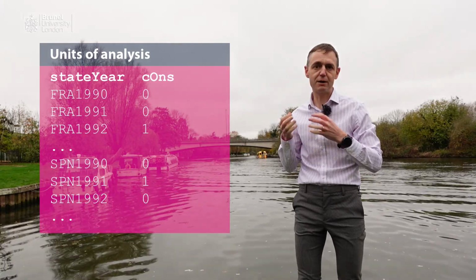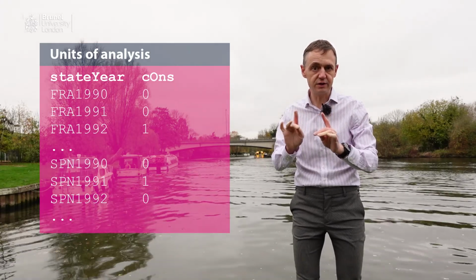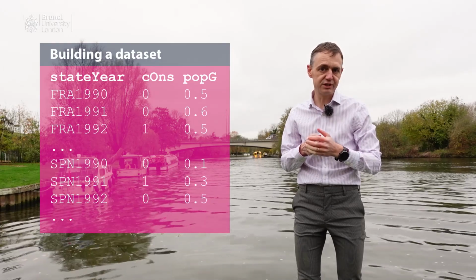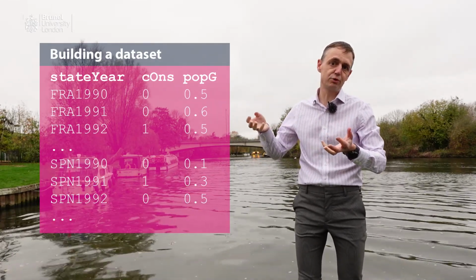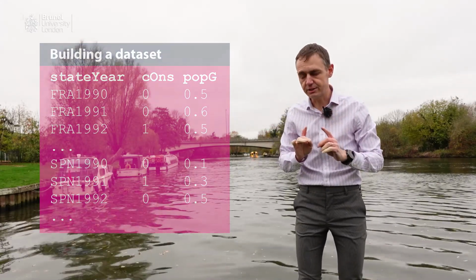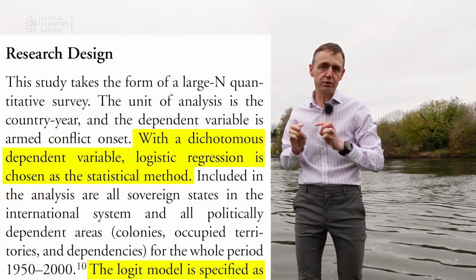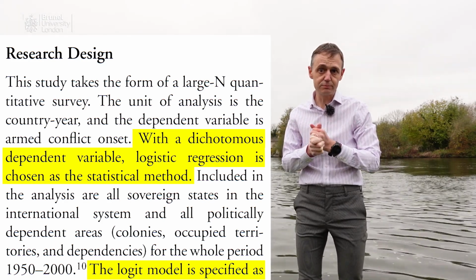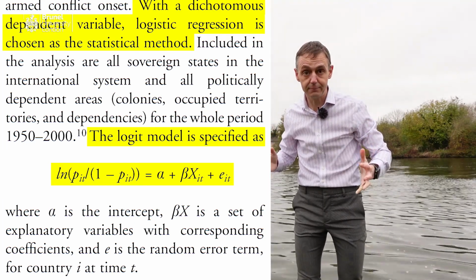Well, as this paper is about population growth, we can put in population growth as an independent variable. So let's add in population growth rates for France and Spain for each of those years. Once we've got that and some other variables too, say GDP, infant mortality, unemployment rates, you name it, we can start looking for a relationship. But how? Well, the paper tells us how. It continues. With a dichotomous dependent variable, logistic regression is chosen as the statistical method. The logit model is specified as, oh my God, what the hell is that?